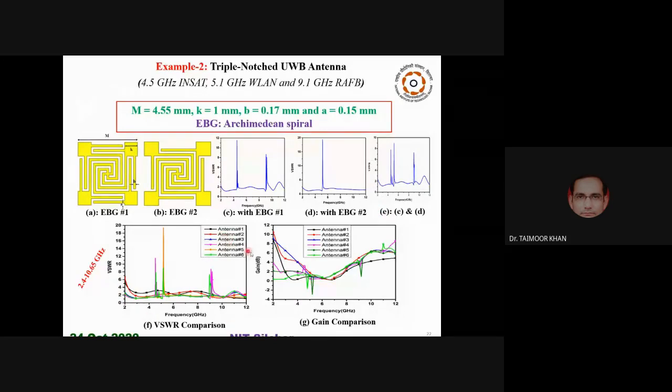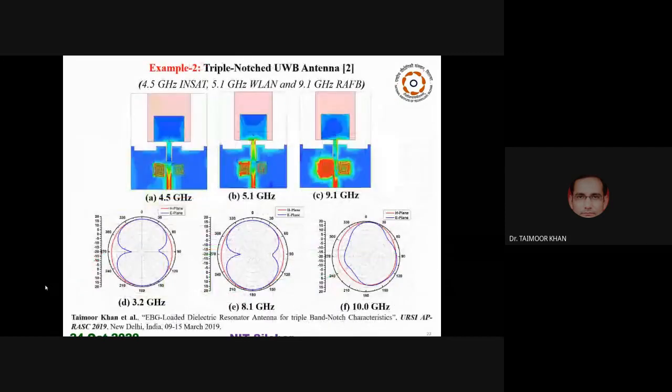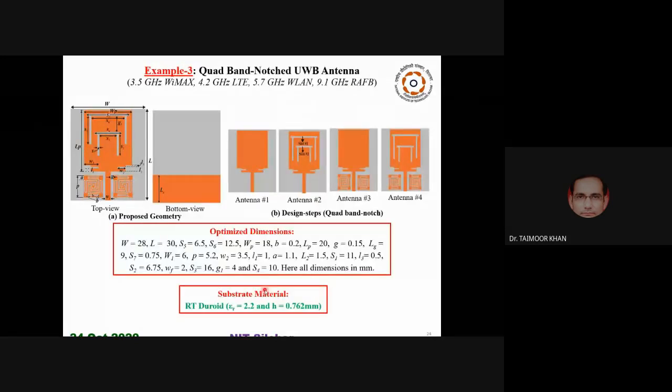The simulated performance of VSWR versus frequency and gain versus frequency we can visualize here for antenna 1 to antenna 6. Finally, antenna 6 is the best possible design for that particular application, which gives an ultra wideband characteristic of 2.4 to 10.65 gigahertz band. Here, the same thing: blockage of current at the notch frequency, and radiation patterns, E-plane and H-plane patterns, at three working frequencies.